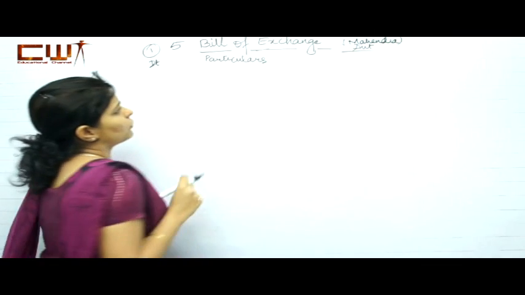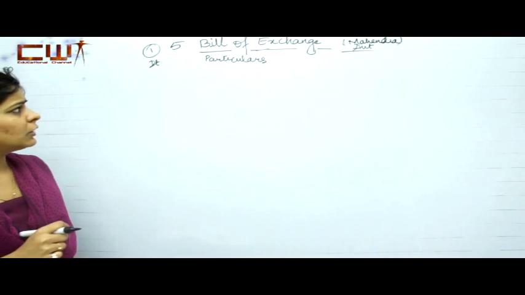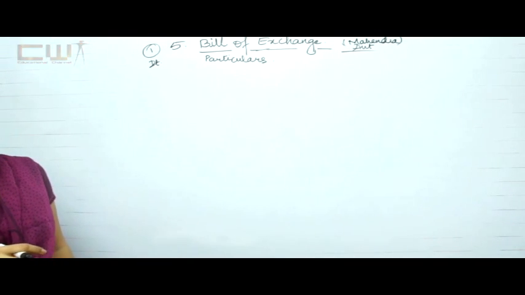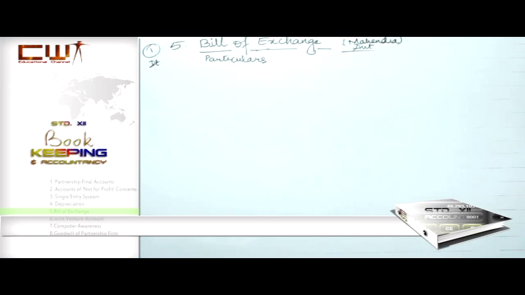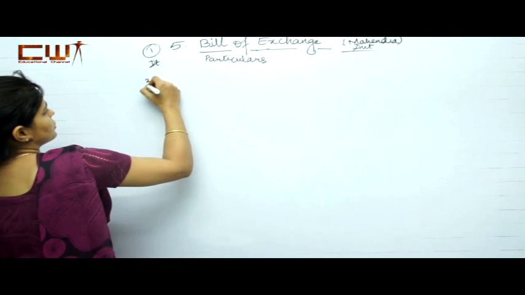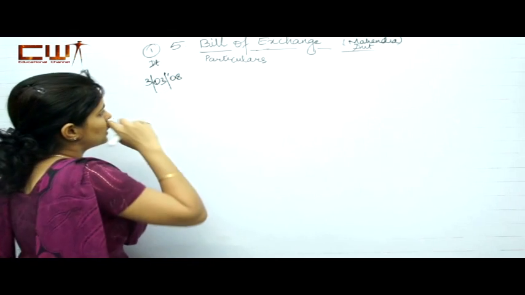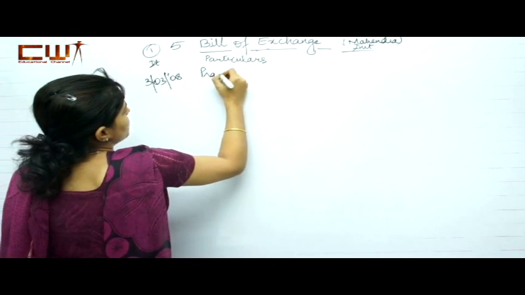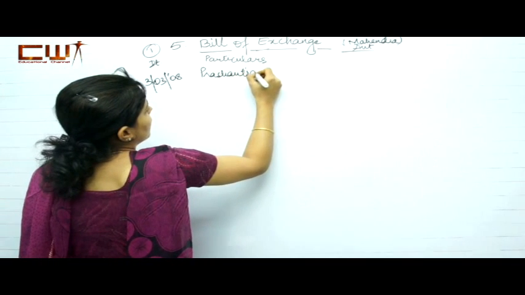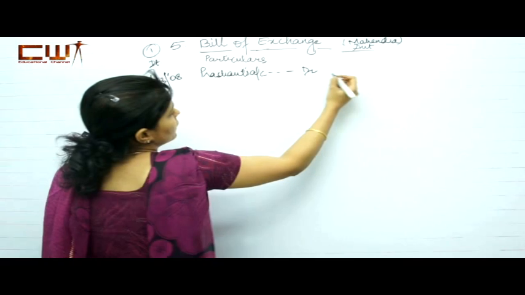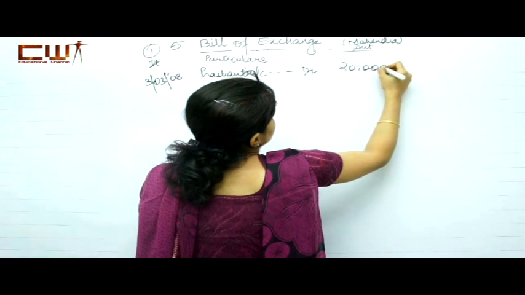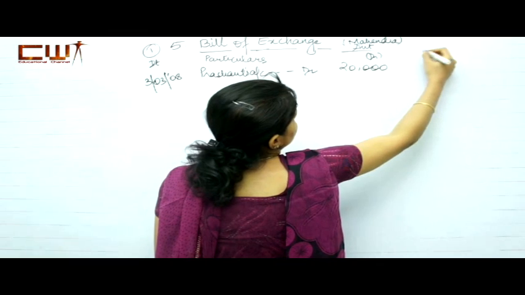Next is, we are making entries for the same question in the books of Mahendra. So Mahendra, what was he doing? He will be receiving the bill of exchange, accepting it, giving it back to Prashant. Then he will be dishonoring it and also paying the noting charges. So we proceed in the manner in which the dates come. This is 3rd March 2008 when he receives the bill and accepts it. So he is getting the bill from Prashant. So Prashant's account is debited with 20,000.